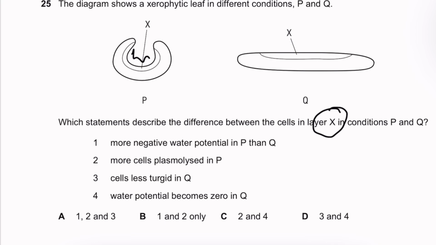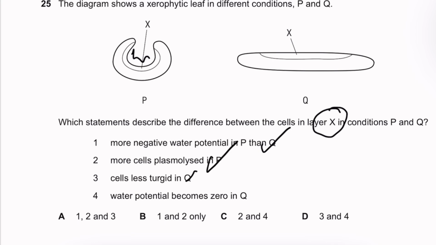Okay. More negative water potential in P than in Q. Now, what it means to be more negative is that it's more concentrated. And yes, when you have less water, it's going to be a more concentrated situation. So yes, it's more negative water potential. More cells are plasmolyzed in P. Again, it's another situation that could happen because these cells are in maybe hypertonic conditions, and therefore these cells are very shrunken.